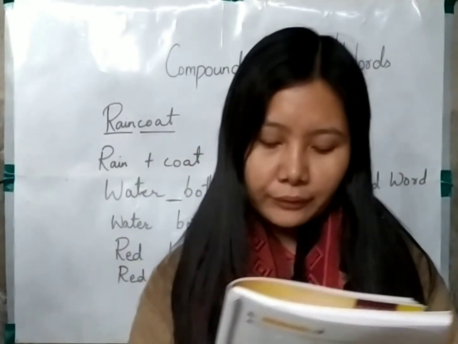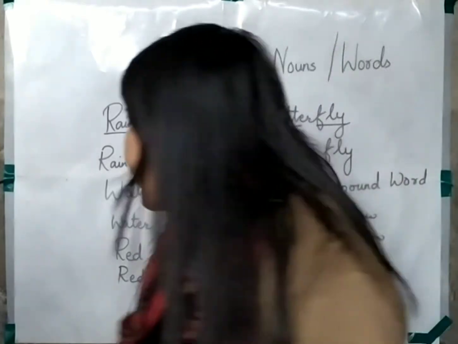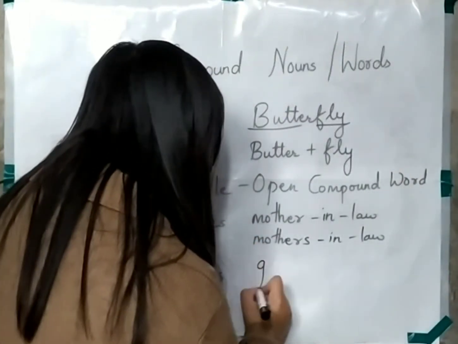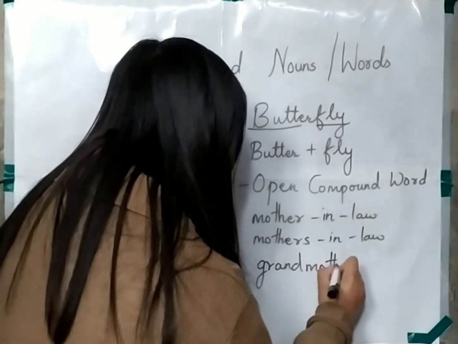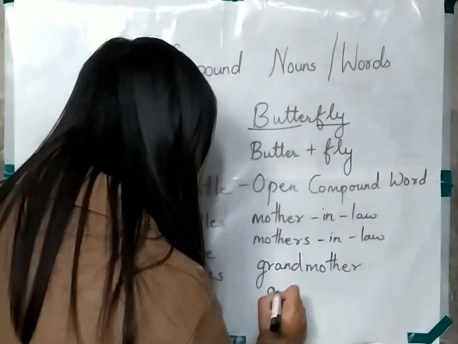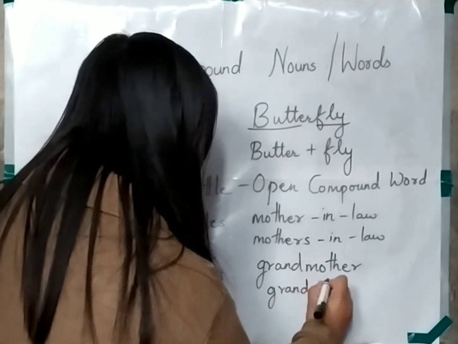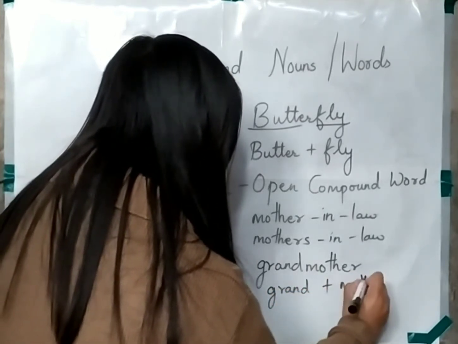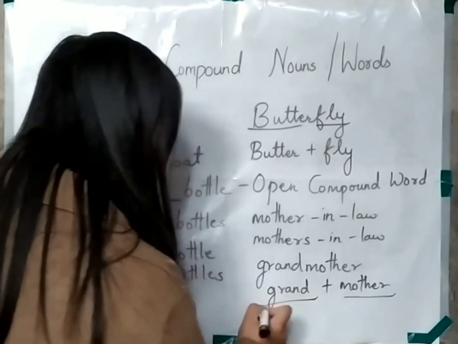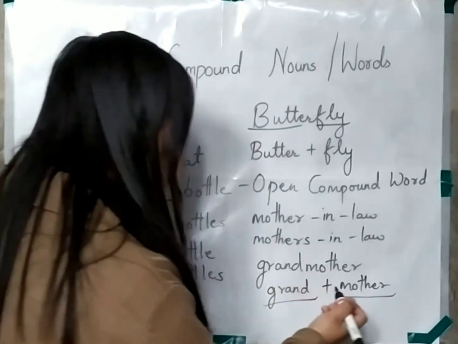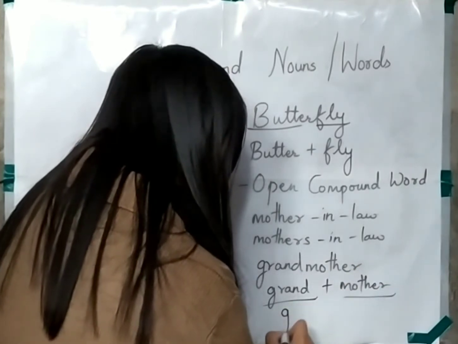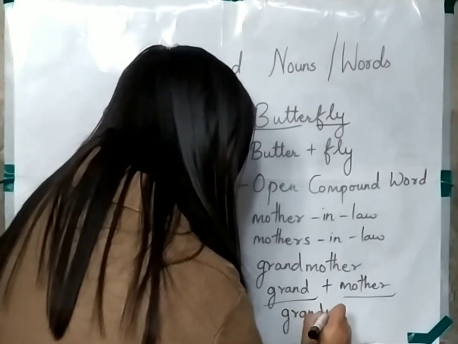So over here in the book you can see the word grandmother. Which words are we combining? Grand and mother. When we combine these two words, we form grandmother. And how do we form its plural? We form its plural by simply adding s to the word mother, that is grandmothers.